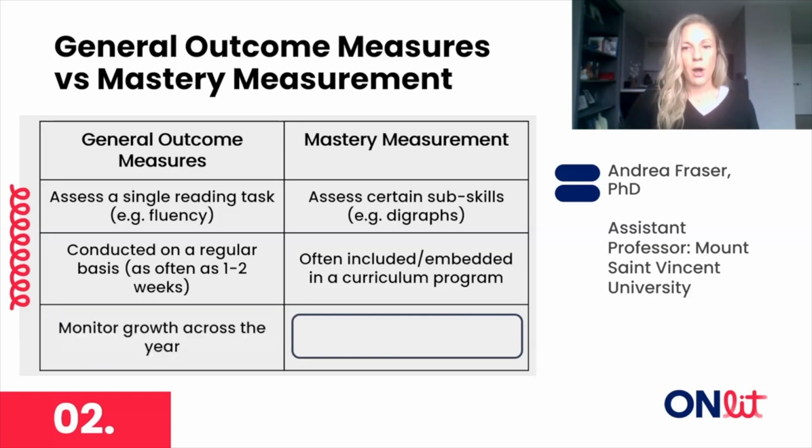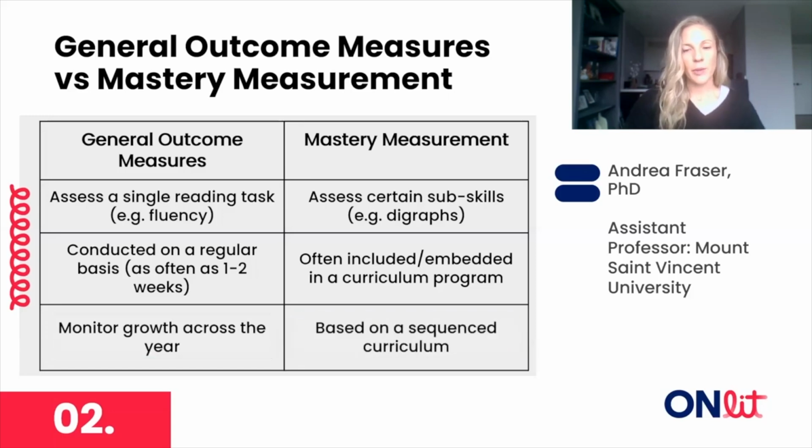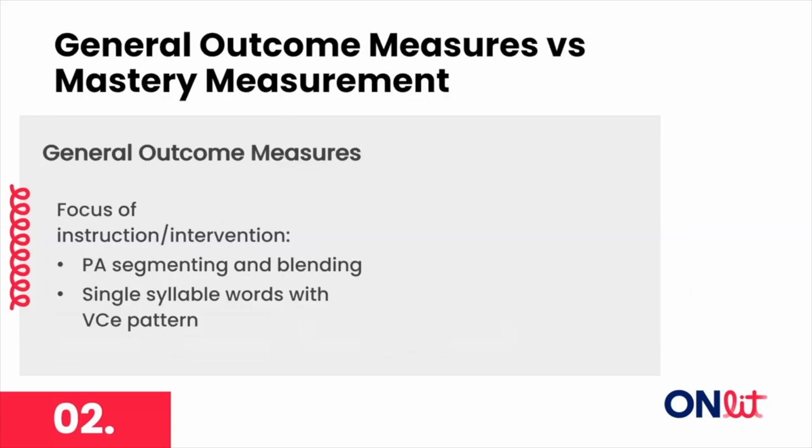General outcome measures monitor student progress over time and will identify students who are not making adequate progress. Mastery measurements evaluate the level of performance on a specific skill to help ensure mastery before moving on to the next skill within an instructional unit or that sequence of instruction. Let's look at examples to highlight the difference.